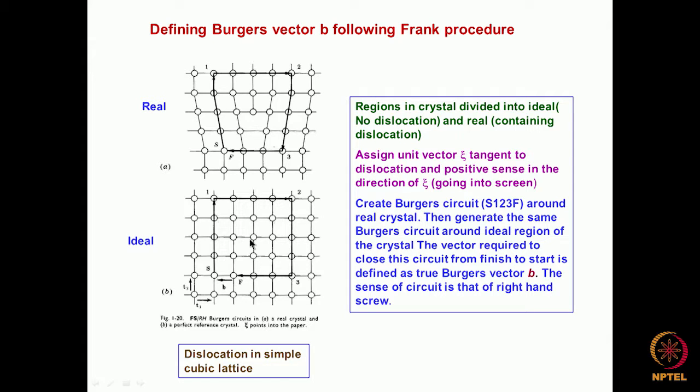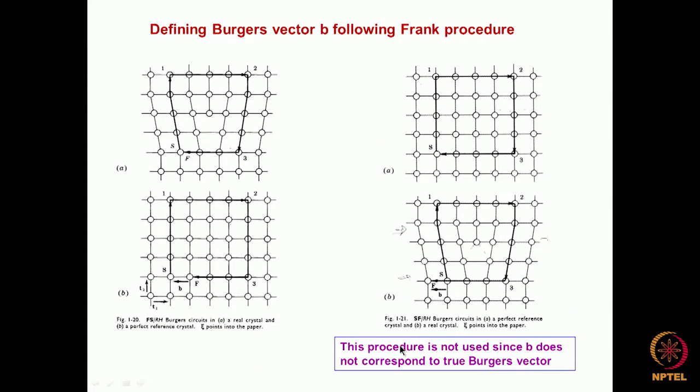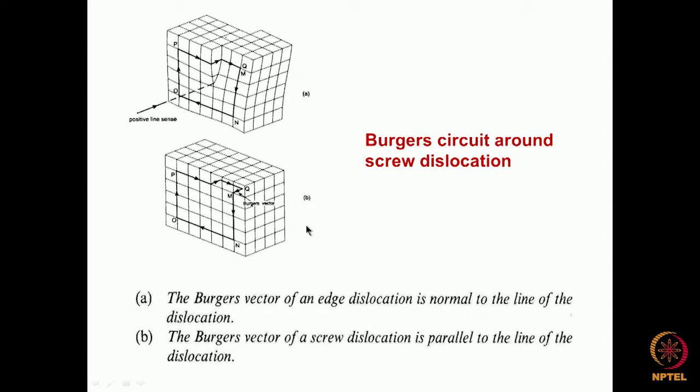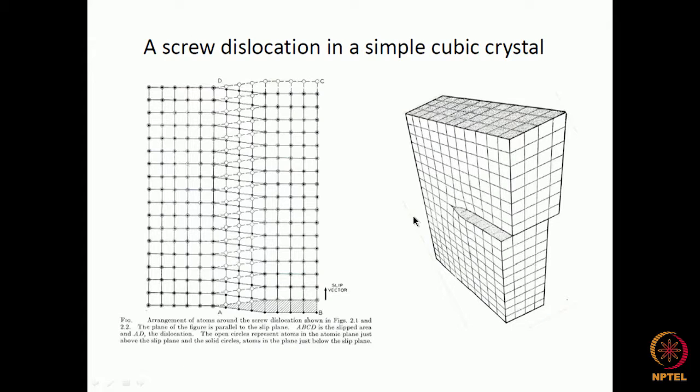In this particular specific case, the line direction of the dislocation is taken to be the one which is looking into the screen. That is called the sense of this dislocation. This particular diagram is for a simple cubic lattice. We will talk about dislocations in other lattices in a later class. Then I also mentioned the other ways in which the Burgers vector could be defined, and why it is important that this is the only method which has to be used. Then about the Burgers circuit around a screw dislocation.